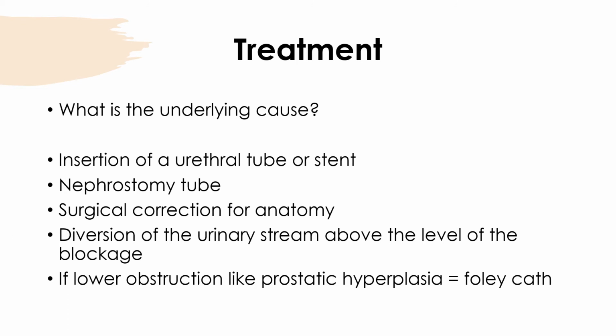So depending on what the underlying cause is, we have to try to either take out a stone or break up a stone, or let the stone try to pass. In the meantime, we may insert a ureteral tube or stent or a nephrostomy tube. If there's a tumor, is it operable? How can we relieve pressure around the tumor? And then surgical correction if there are any strictures. And this is a video on hydronephrosis.